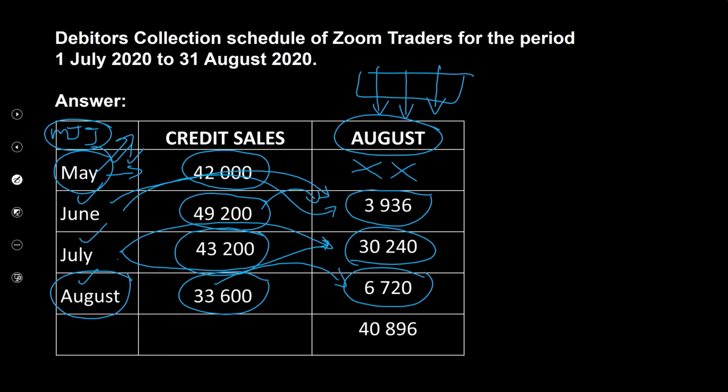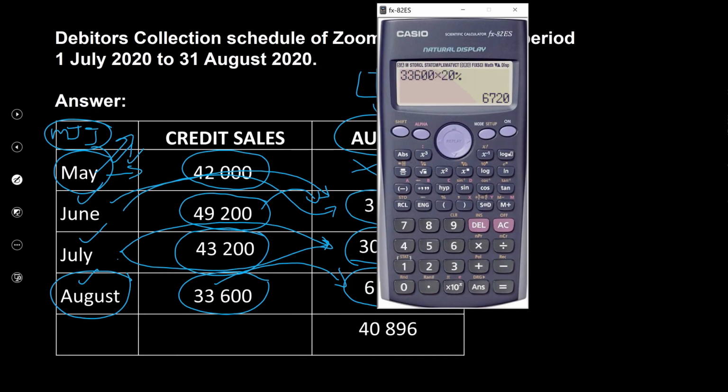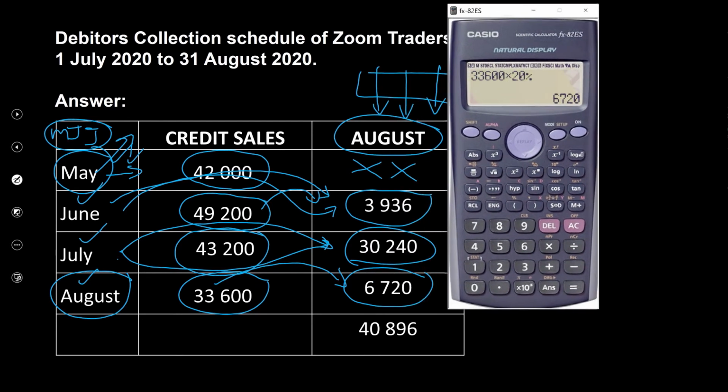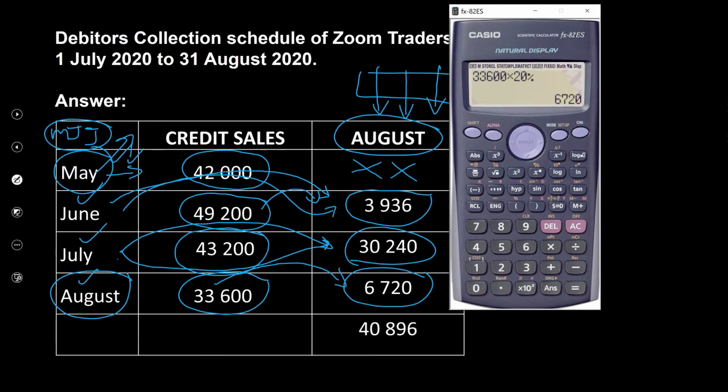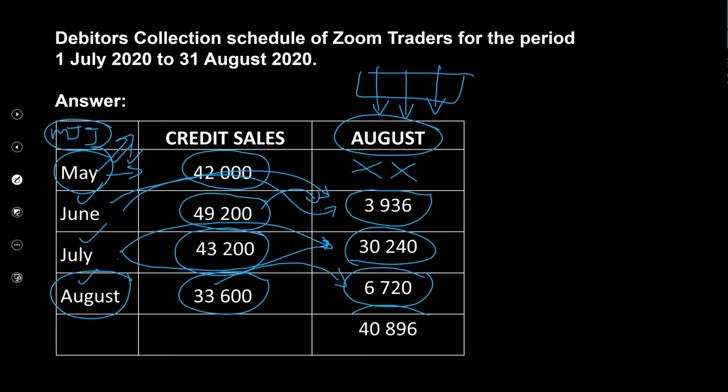All that we do now is we take our figures here, right? And what do we have? Let's take our components. It's the 3,936, which was for the month of June, plus your 30,240, which for the month of July, plus your 6,720 for the month of August, and that gave you a figure of 40,896. As you can see, there's your 40,896.